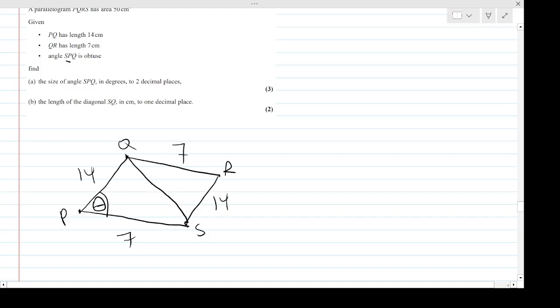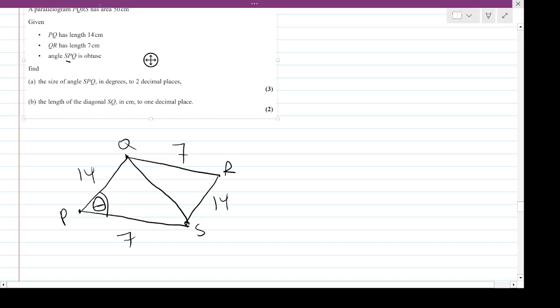Make that bit better. There we are. Okay, so we create two triangles like that. So now we've got triangles, a triangle here and a triangle there. But we're also given again the area of the parallelogram is 50.